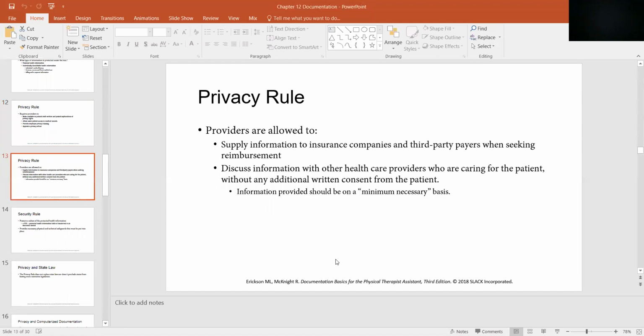With the privacy rule, providers are allowed to supply information to insurance companies and third-party payers when seeking reimbursement, and discuss information with other healthcare providers who are caring for the patient without any additional written consent. So this information, again, is on a minimum necessary basis. We went over this when we went over privacy. Let's say that there's a famous person in your hospital system. If you are not part of their care and you go look up their information on the electronic system, that is considered an act against their privacy. So just something to keep in mind.